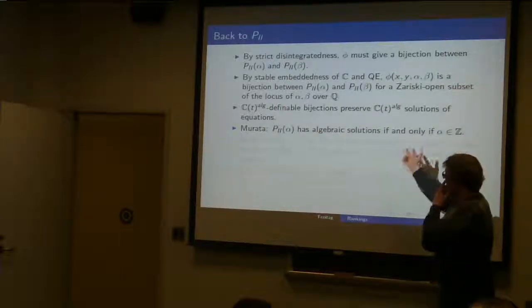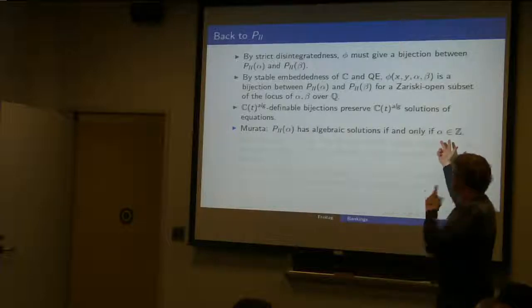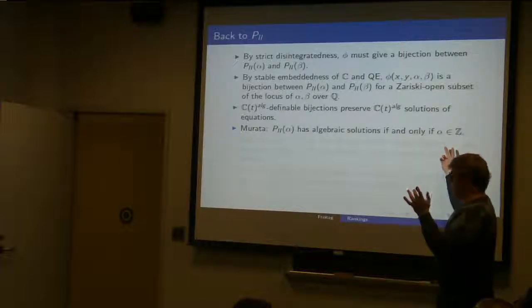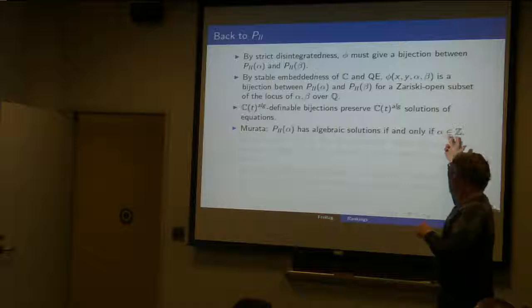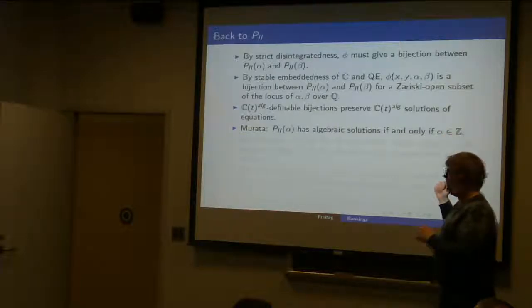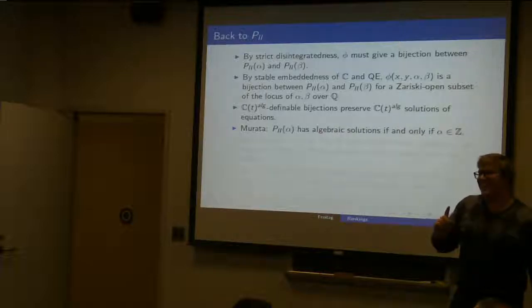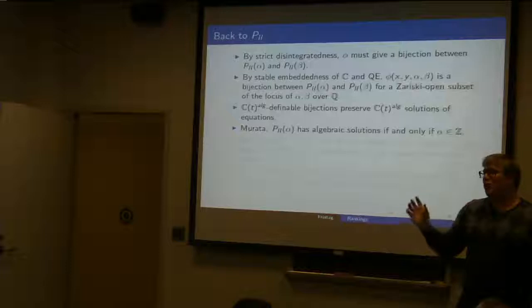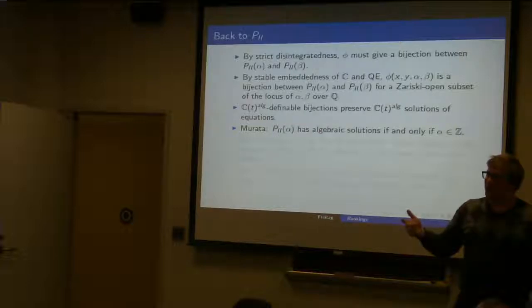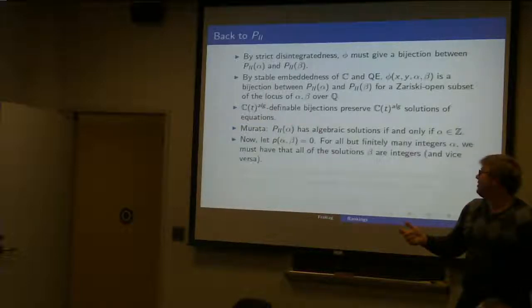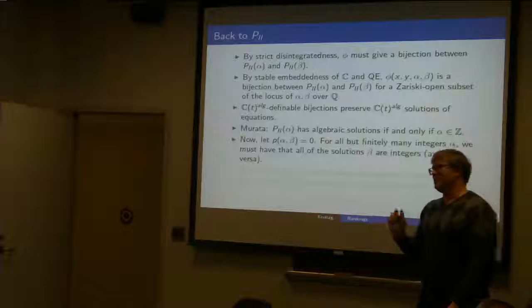Okay, so now P2 of alpha has algebraic solutions by a beautiful theorem of Murata if and only if alpha is in Z. Z or Z plus half? No, Z. Yeah, so this is where the story gets so strange, because Painlevé equations have these two loci. One set of loci where the Morley degree is strange, and one set of loci where the algebraic relations are crazy. And this is essential in the proofs that I'll be doing.